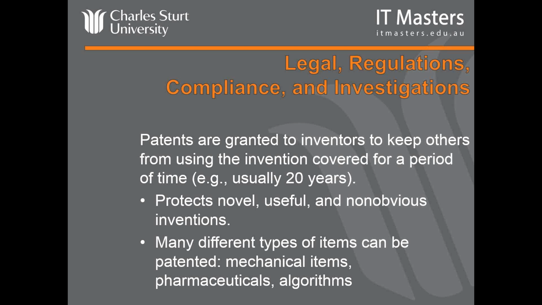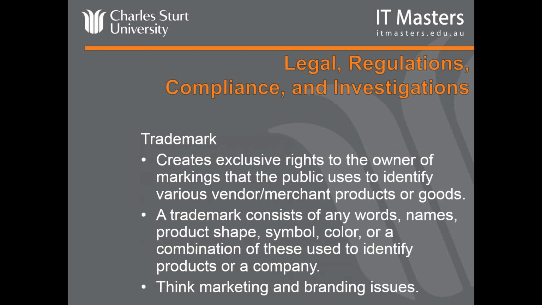So if you want to take action and you want to sue someone for breaching your patent, you have to do it everywhere. So it's really about protecting novel, useful, non-obvious inventions, which includes all sorts of things: breeder rights for plants, mechanical items, algorithms, etc.